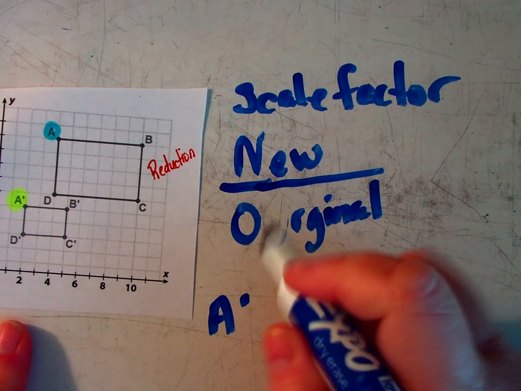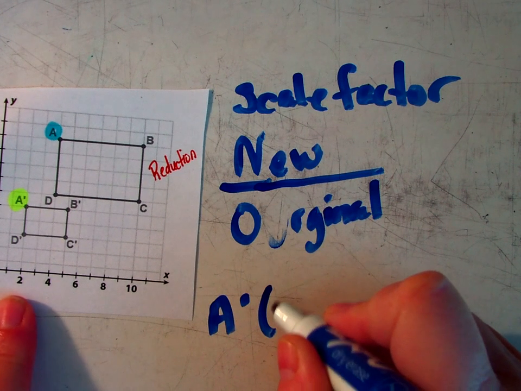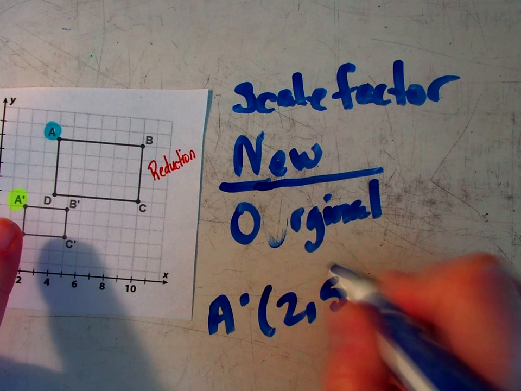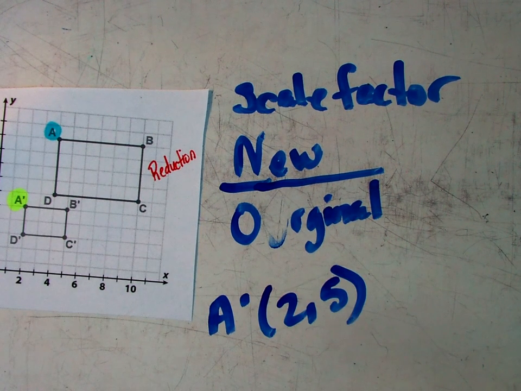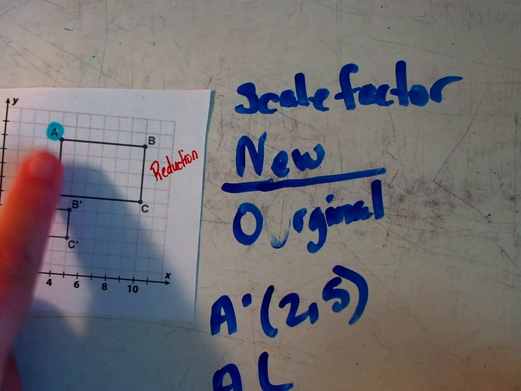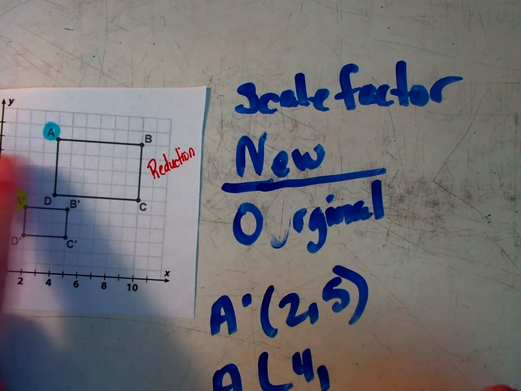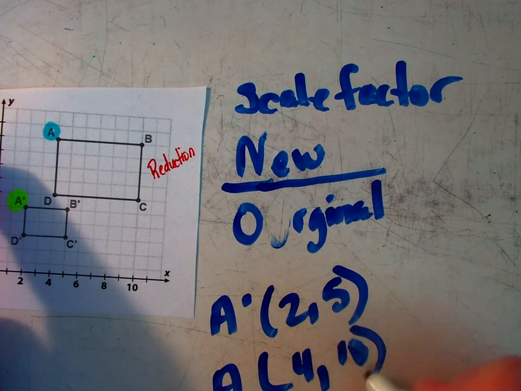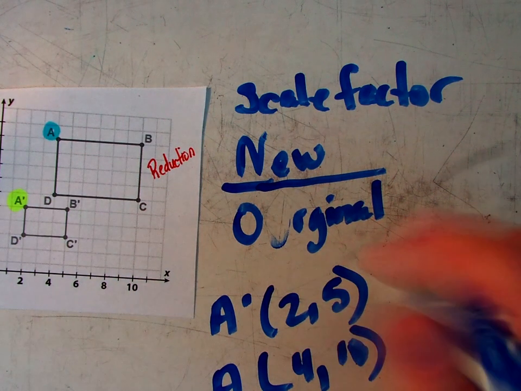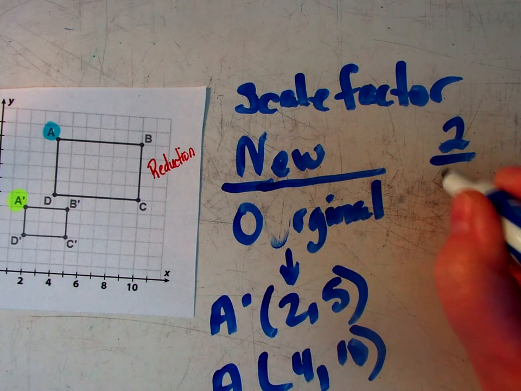So I have my ordered pair for A prime is 2. I go across to 2, and then I go up to the 5. So it's (2, 5). My original one, A was at, X is at 4, and the Y is at 10. Okay, so now let's set that up in this ratio. I'm going to take the X values first. I have 2 over 4.